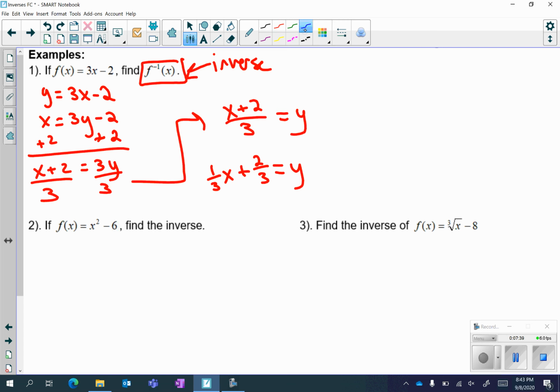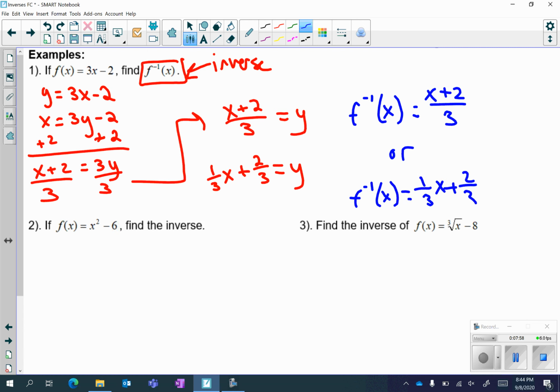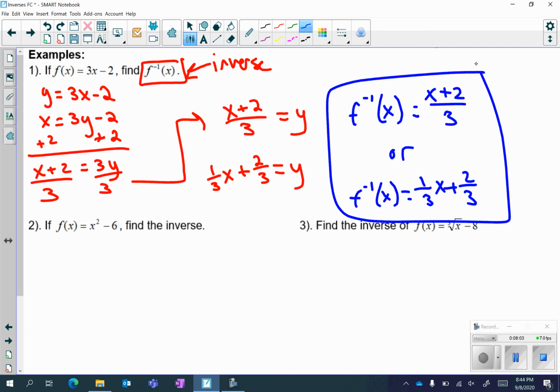So the correct answer is really going to be f inverse is x plus 2 over 3, or you can have f inverse is 1/3 x plus 2/3. I don't care which one you prefer, however, it has to be in the blue. If you leave out the f inverse, you lose a point. If it asks you for find f inverse, if the question starts with a y equals, then your answer is going to be y inverse equals.